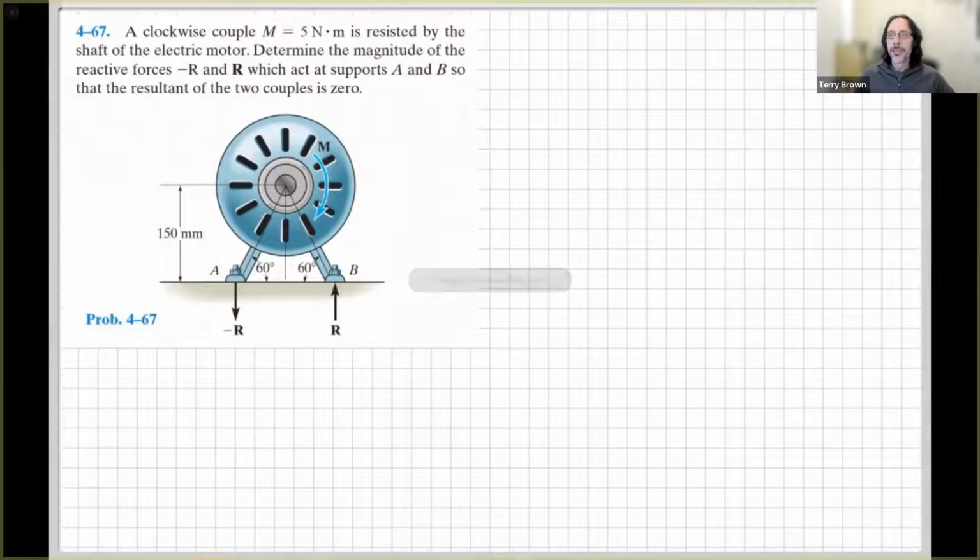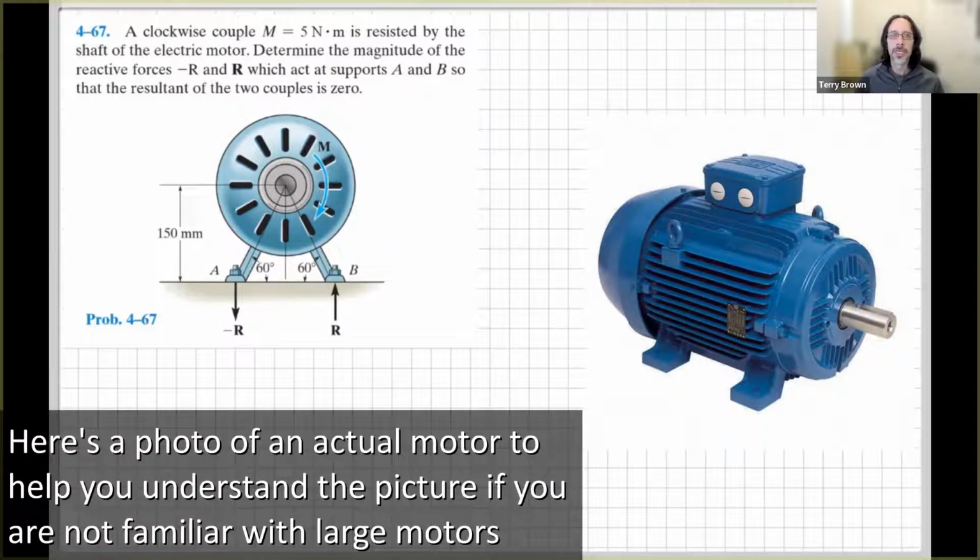Today I'm going to look at working out the reaction forces on a motor. So let's have a look at the problem. All right, so here you can see the problem. I'm just going to go through the problem pretty quickly, just as it's written from the textbook.